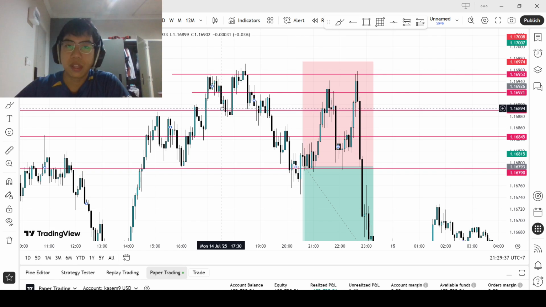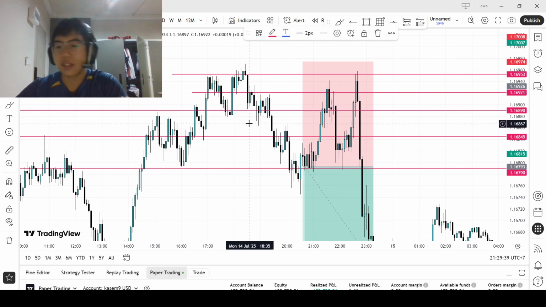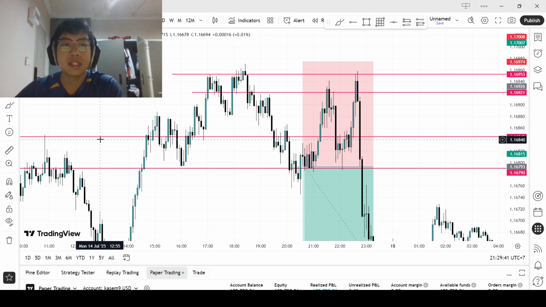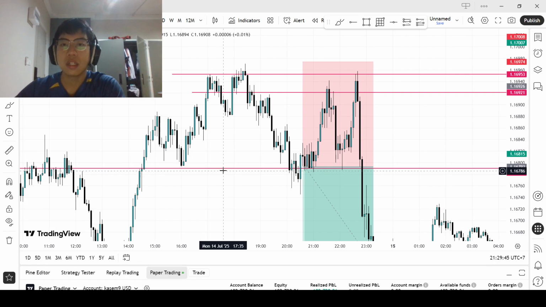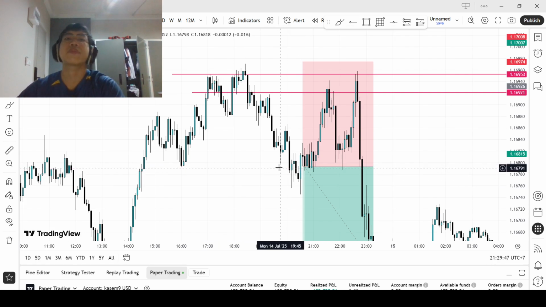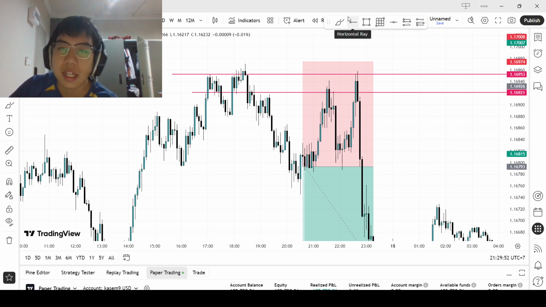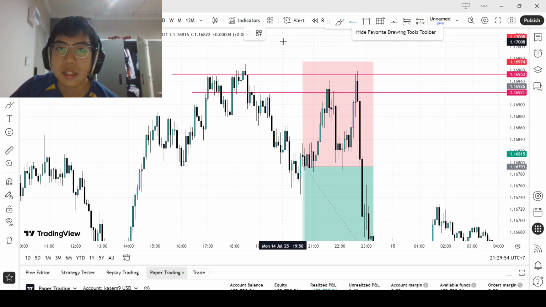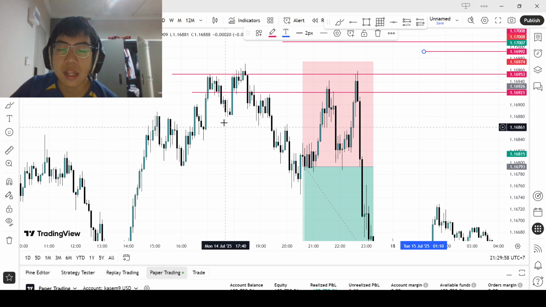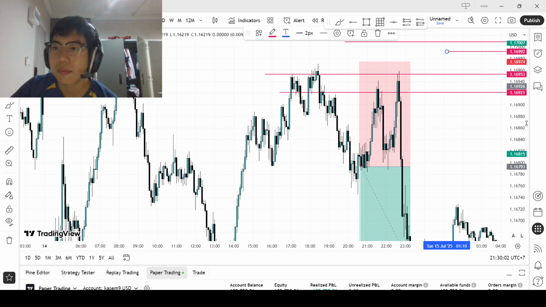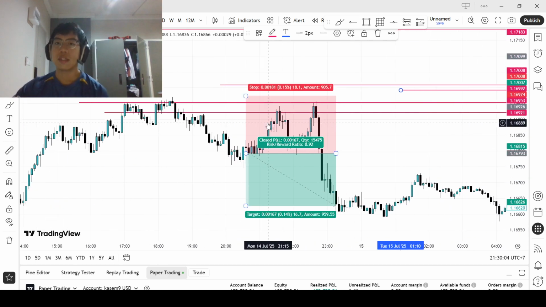I'm going to remove all these other lines because they're really a nuisance right about now. So we can clearly see that break of structure and that liquidity sweep.